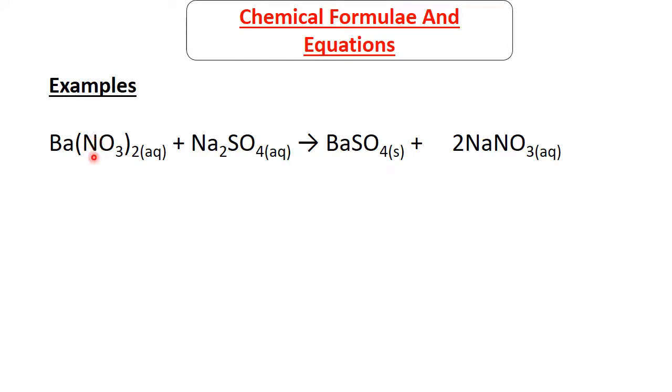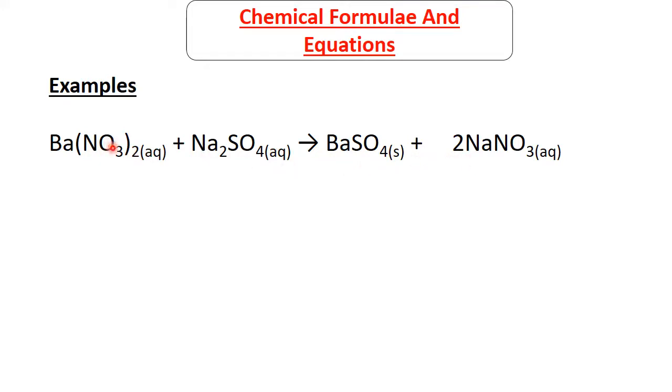Nitrogen, how many nitrogens do we have here? We have two nitrogens. We use this because we don't have any number here. This two is for all the atoms or elements that are inside, so the two is for nitrogen and also for oxygen. Therefore, we have two nitrogens here. Then if we go to this side, we have two nitrogens here.